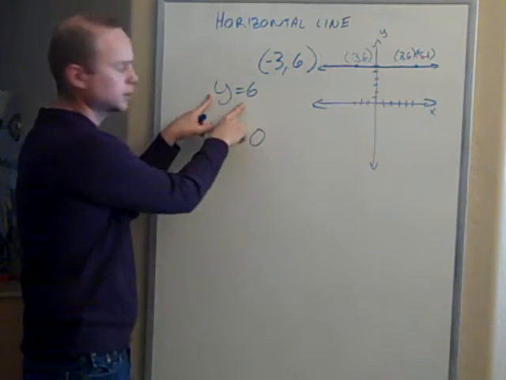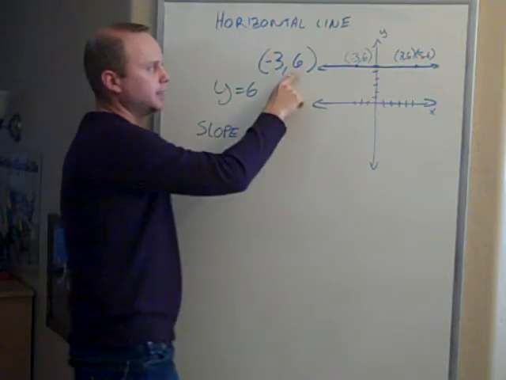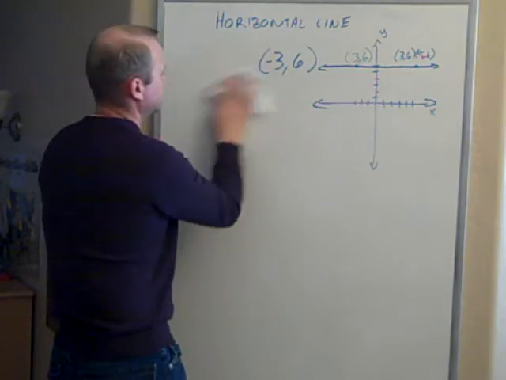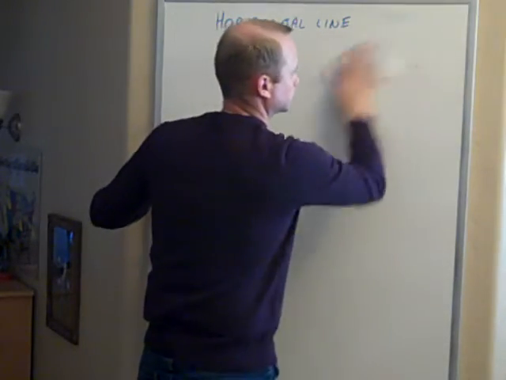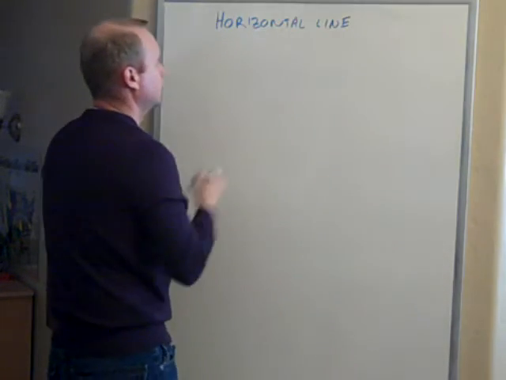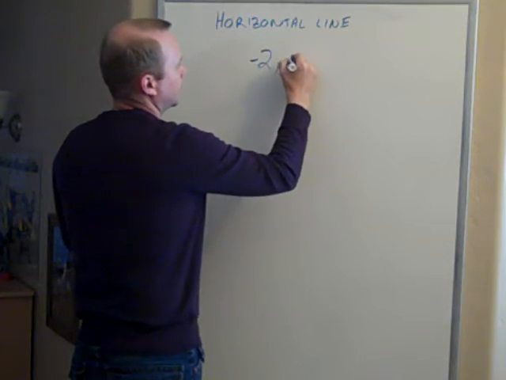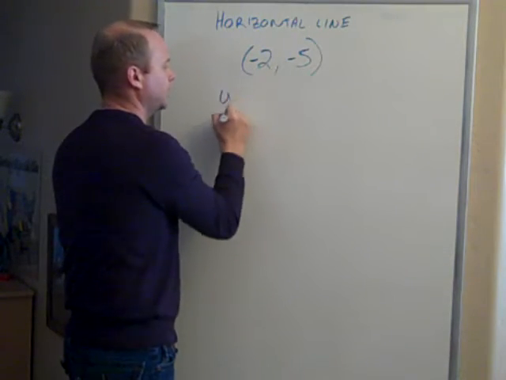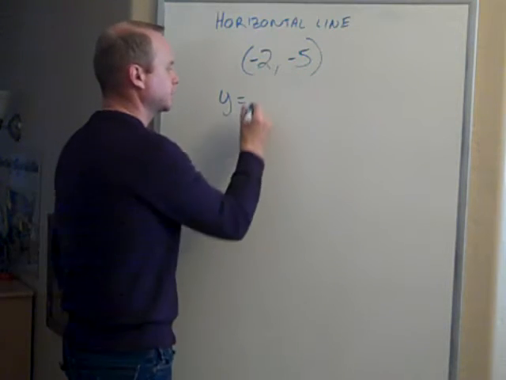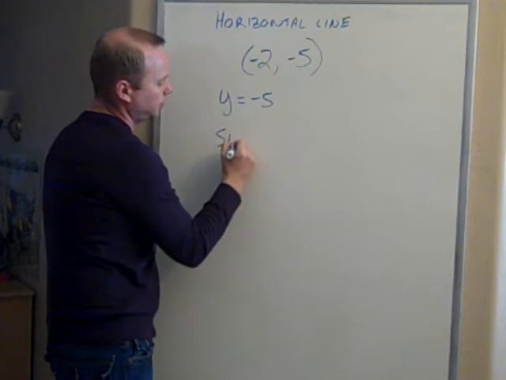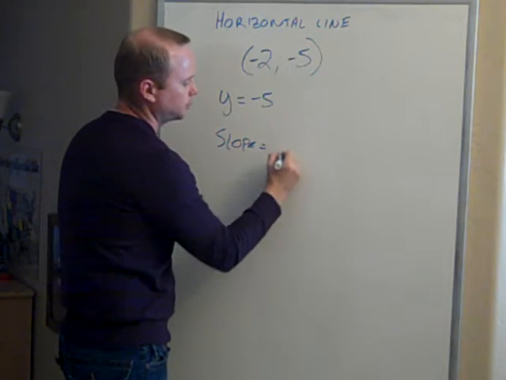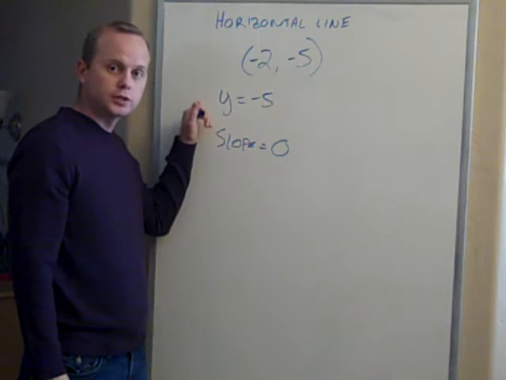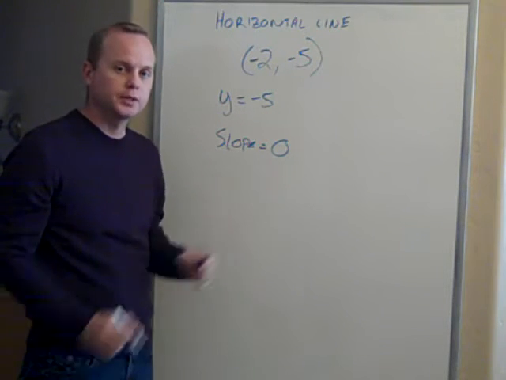We graph a couple of them. A horizontal line is always y equals some number. In this case it's 6 because that's where the 6 was at. Now then, if we wanted to look at another one here, if we looked at the point negative 2, negative 5, I know a horizontal line is always y equals. Now what is my y equal in this case? It's negative 5. And my slope on this one is 0. Slope is always 0. On the test I'm going to ask you what is the equation of a horizontal line, and that's this one. And the slope on it would be 0.